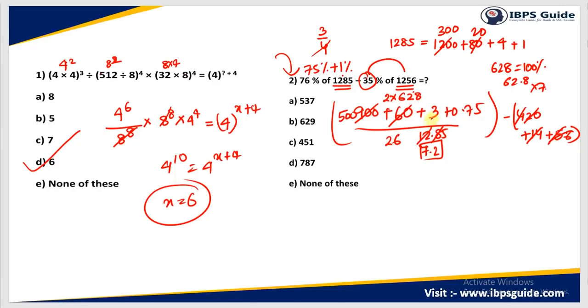So 7.2 plus 3 is 10.2. 10.2 plus 26 is 36.2. So 536 point something, that is 537. So directly the answer will be option A.